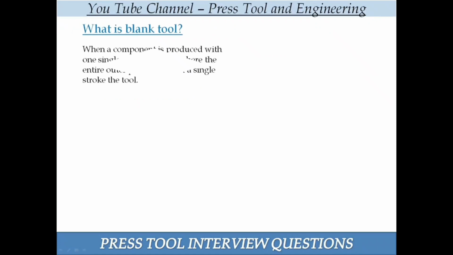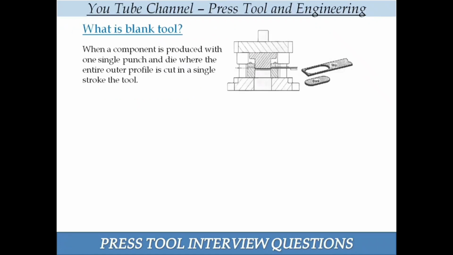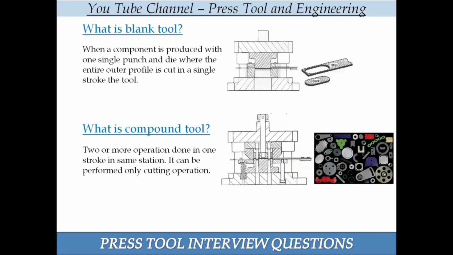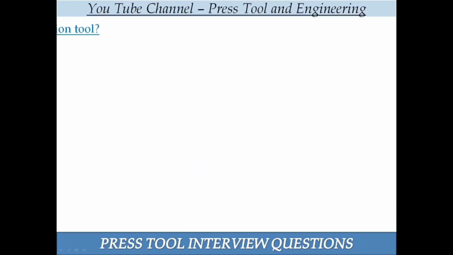What is blank tool? When a component is produced with a single punch and die, where the entire outer profile is cut in a single stroke, it is called a blank tool. What is compound tool? Two or more operations done in one stroke in the same station, and it can perform only cutting operations, is called a compound tool. The right side image shows components developed in a compound tool.